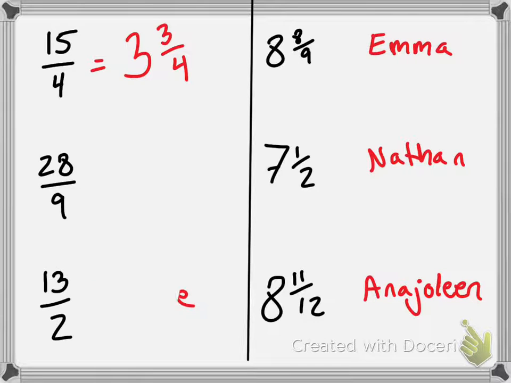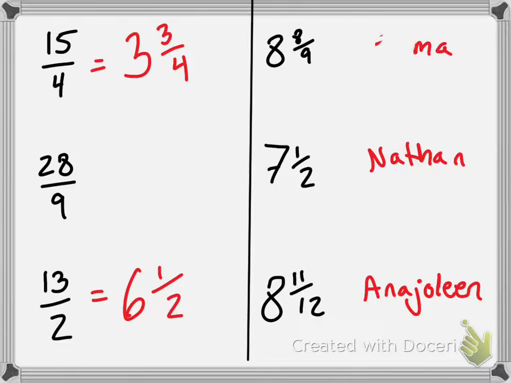So, Damar, what about 13/2? What do you get? I got 6 and 1/2. Yeah, 6 and 1/2. 2 goes into 13 6 times. That's 12. We take it away. We get 1. Excellent. While we're waiting still for the interruption, let's see.